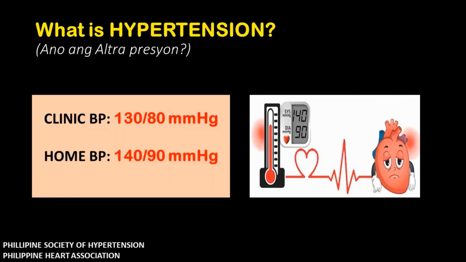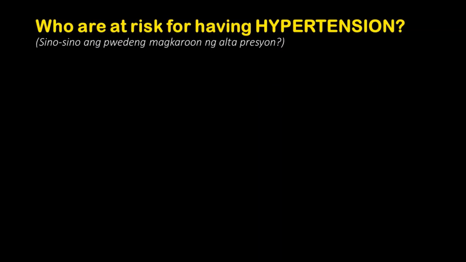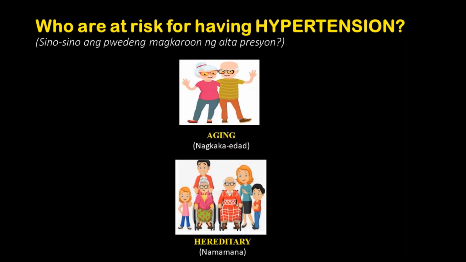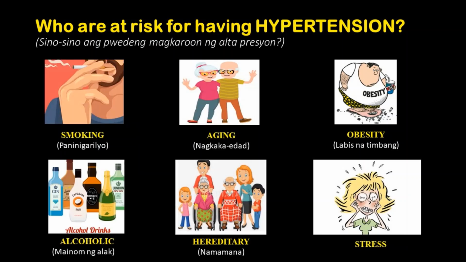According to studies, hypertension is defined as having a clinic blood pressure of more than or equal to 130/80 mm mercury, or a home blood pressure of more than or equal to 140/90 mm mercury. Who then are at risk of having hypertension? Common risk factors for having an elevated blood pressure include smoking, alcoholic beverage drinking, aging, heredity, obesity, and stress.